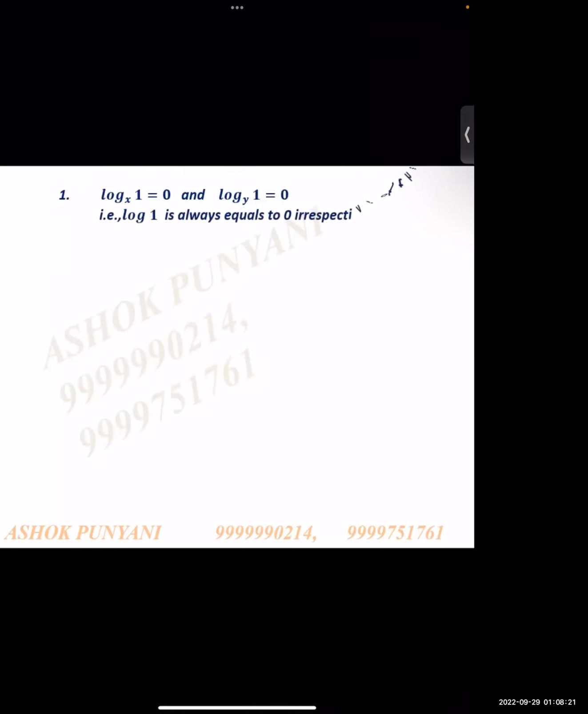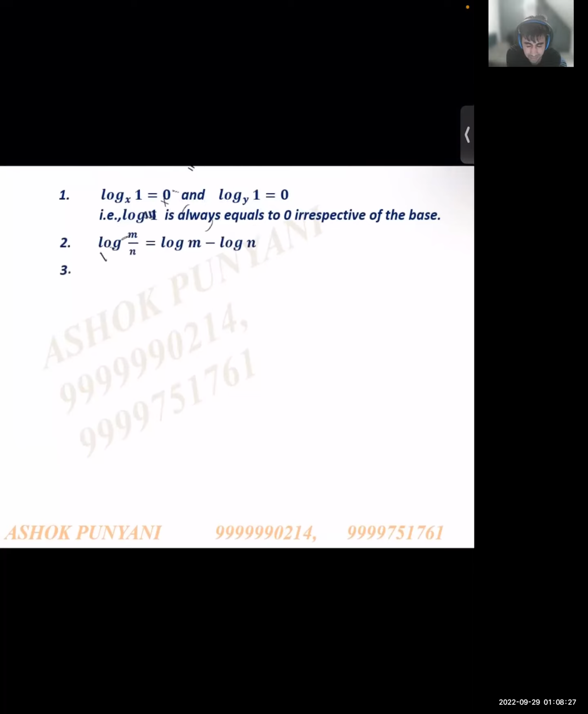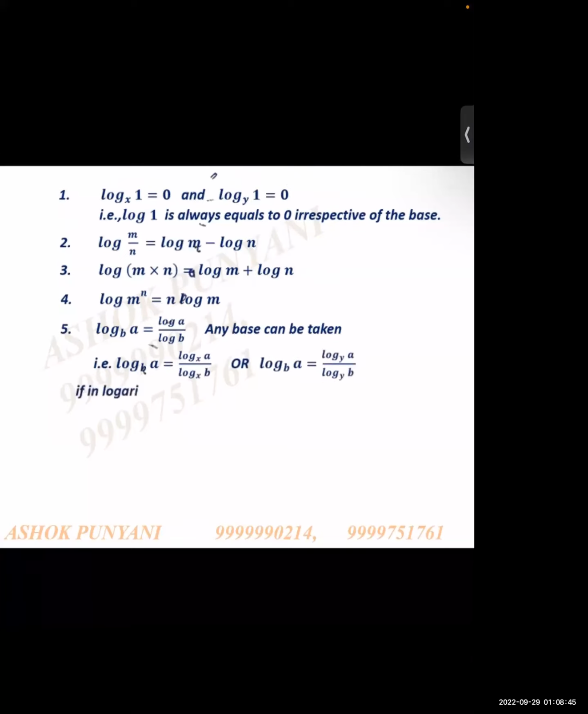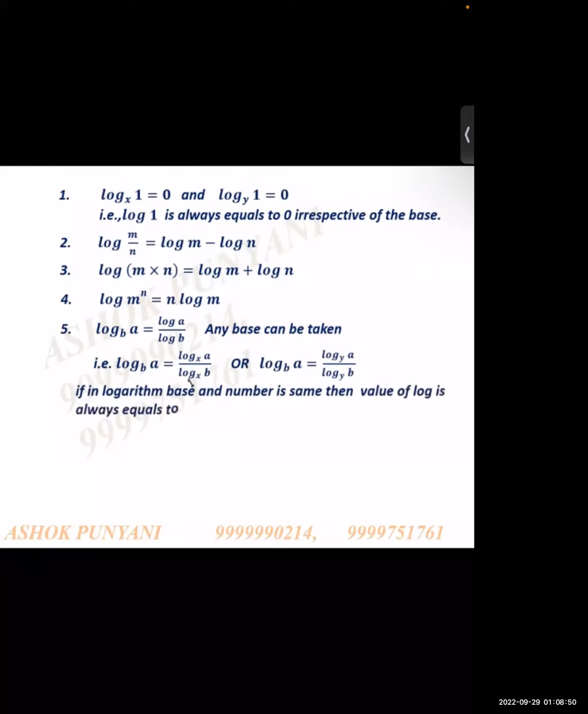Log 1 to the base x is 0 and log 1 to the base y is 0. Log 1 is always 0 irrespective of the base, right? Log m upon n is log m minus log n, log m into n is log m plus log n, and log m to the power n is n log m. Log a to the base b is log a upon log b, any base can be taken, right? That is log a to the base b is equal to log a to the base x upon log b to the base x, or log a to the base y upon log b to the base y. And if in a logarithm the base and number are the same, then the value of the logarithm is always equal to 1, right? So log e base e is 1, log a to the base a is 1, and log b to the base b is also 1.